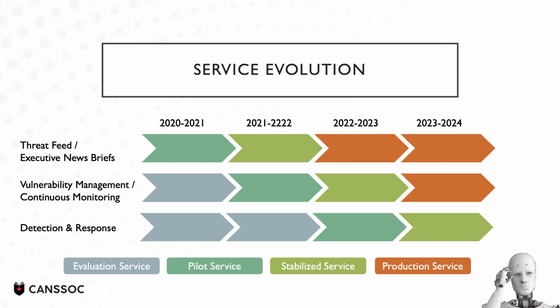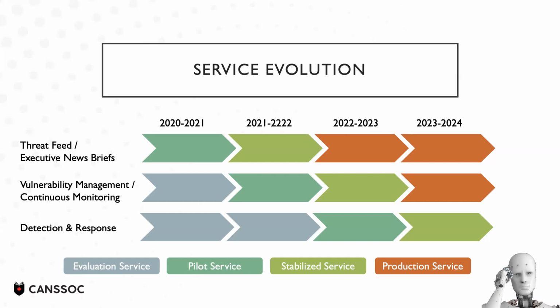We're also, in the future, looking to add in executive news briefs as part of those services. Currently, many of the institutions are taking advantage of continuous monitoring, which is an add-on to Kuchua's benchmarking project. And we're looking at leveraging that information and data into a comprehensive vulnerability management service that institutions can take advantage of in the future. And then finally, detection and response, which is where we're looking at institutions sending us information and data so that we can provide alerts on that.